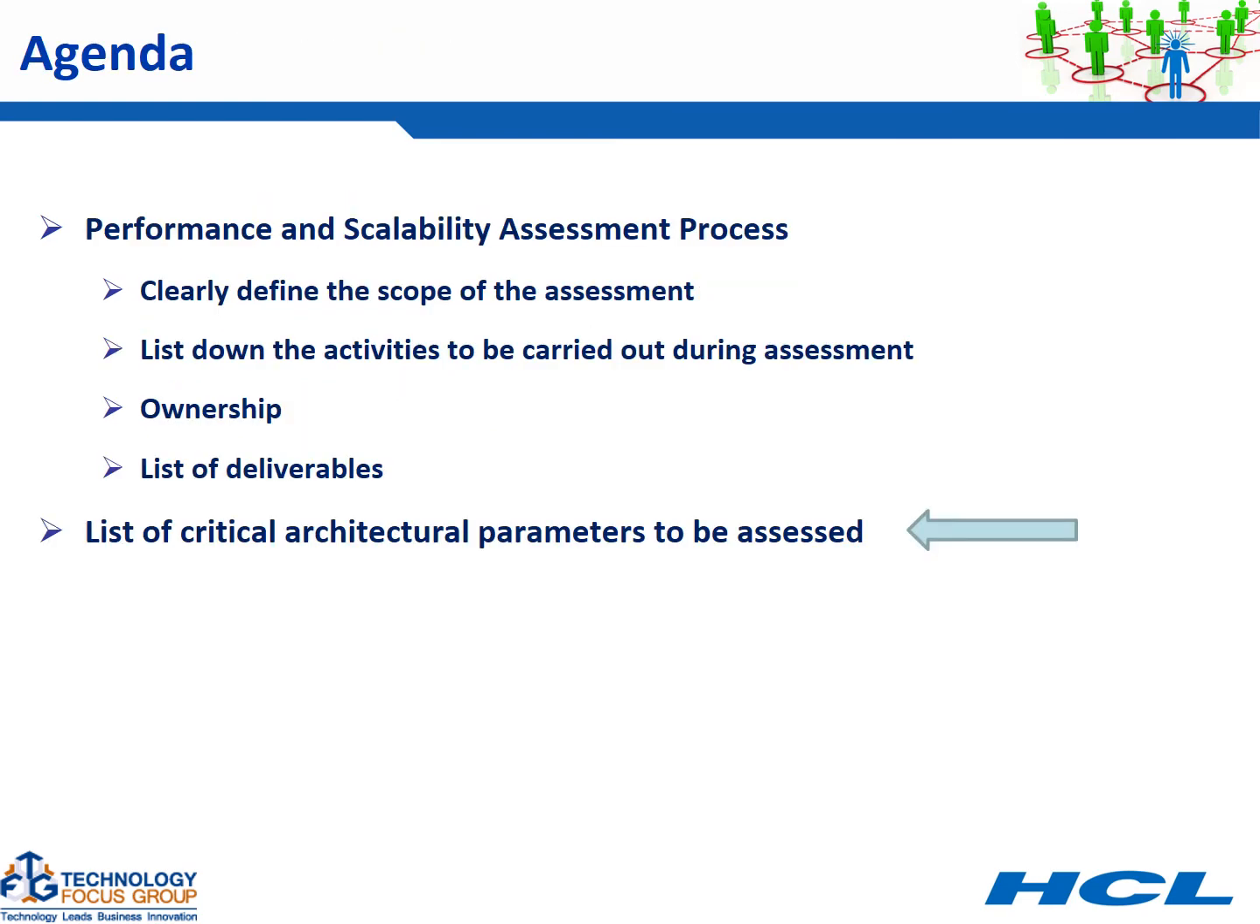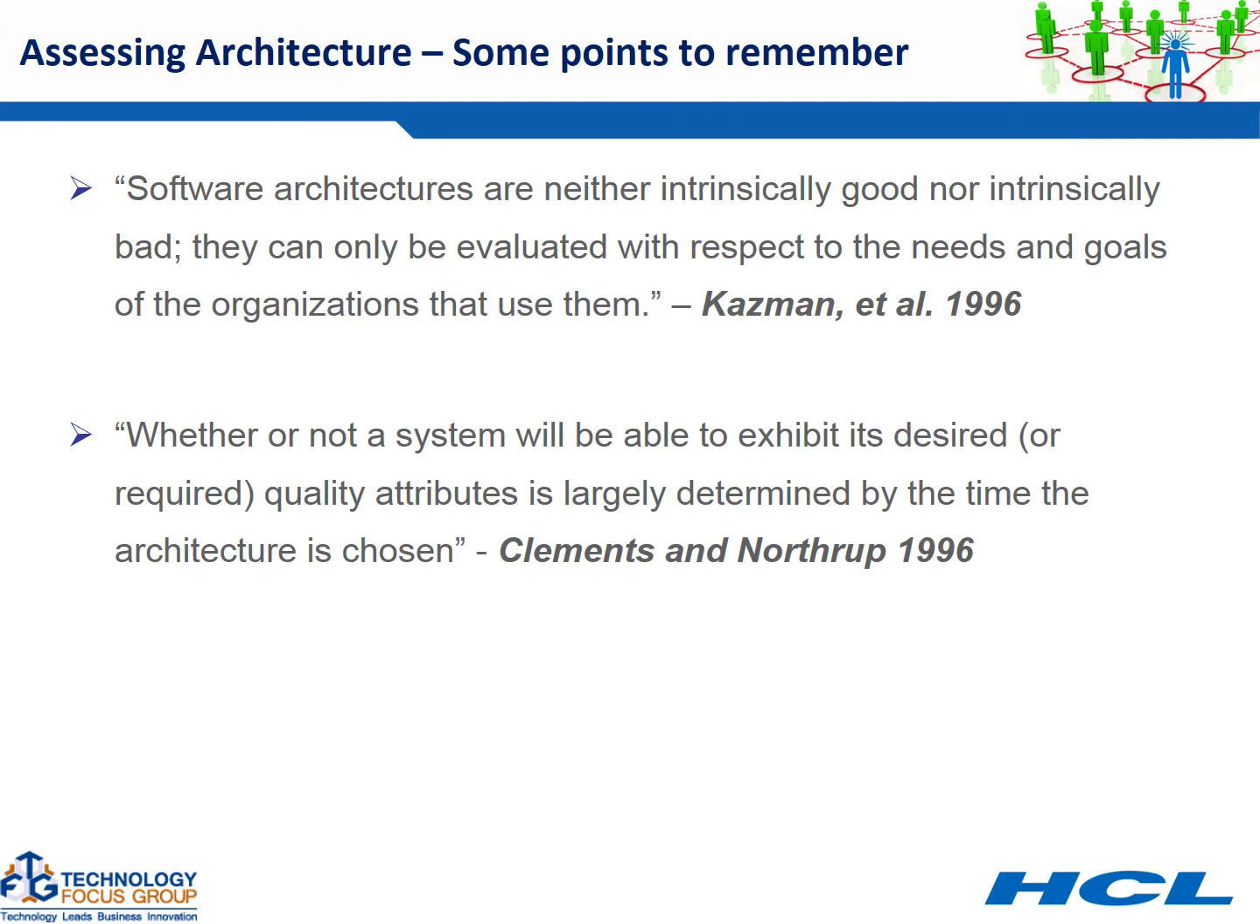So now after having discussed the overall process, we'll talk about some of the critical architecture parameters which you should be assessing for the architecture, whether the application architecture meets those quality attributes or not. So let's talk about those now. Before we go and discuss those parameters, a couple of points when you are assessing the architecture.